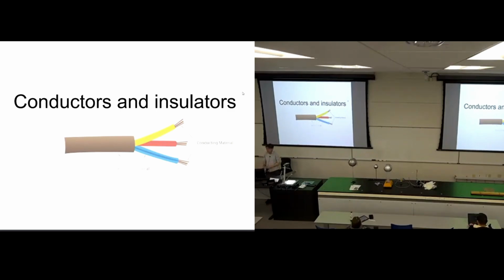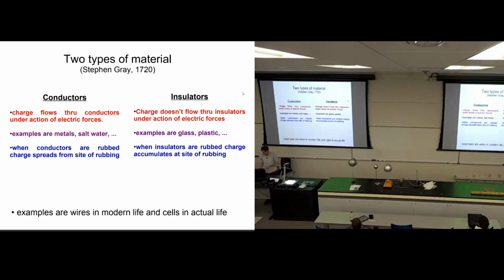We said that materials are made out of electrical building blocks, an electrical dimension. Let me talk about two categories of materials that are going to be important to us. And their names, obviously, are conductors and insulators. But I just want to say a few words about conductors and insulators.